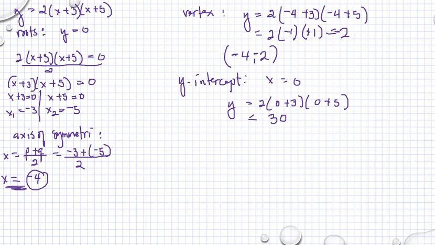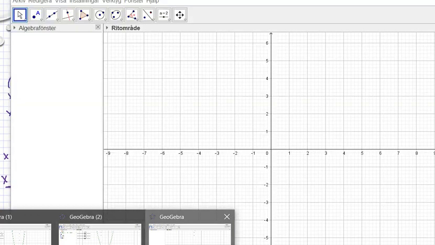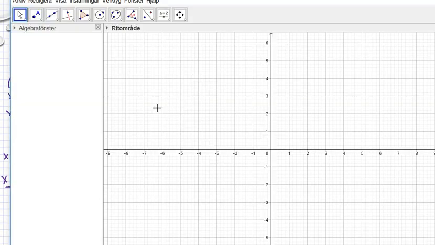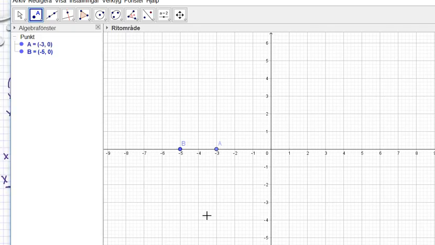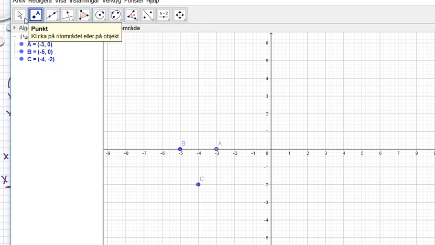We have our roots. We have negative 3 and negative 5. I will get a graphing paper here. Negative 3 and negative 5. Then I will put here negative 3 and negative 5. There you go. And then we have, if I remember it right, negative 4 and negative 2. There you go. And then we have 30.